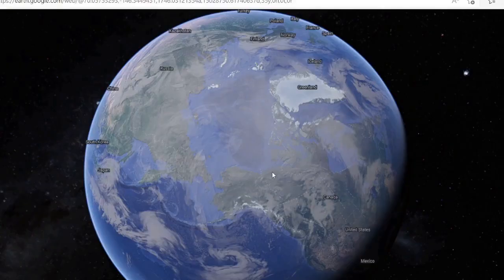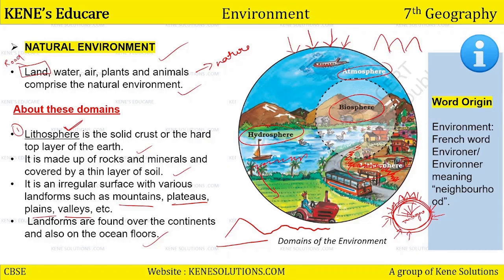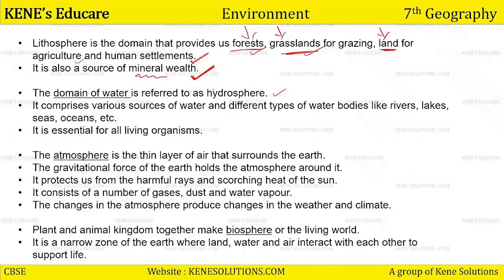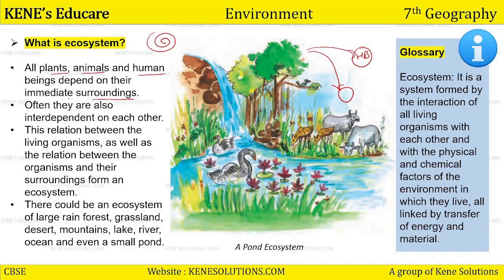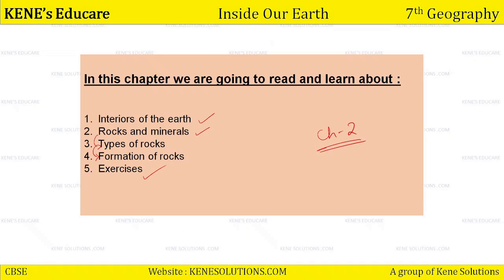Then we also saw that we live on earth and not inside earth, because the inside picture of the earth looks somewhat like this. Then under the natural environment, we read various domains of natural environment such as lithosphere, hydrosphere, atmosphere, and then biosphere. Then we also read about what is ecosystem. एक होता है environment और एक होता है ecosystem. We read about that also. Moved on to the topic of human environment as well. And now we are going to have a closer look on the interiors of the earth. So let's get started with the chapter.